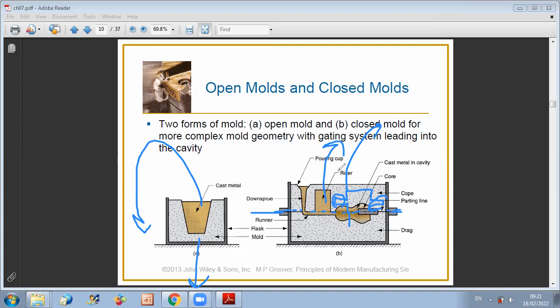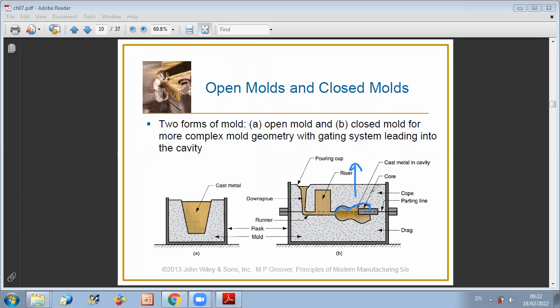For such geometries, here you have a geometry that allows you to remove the top without any constraint. So as you remove it, your product will not be affected. So in this case, you can use this closed mold.